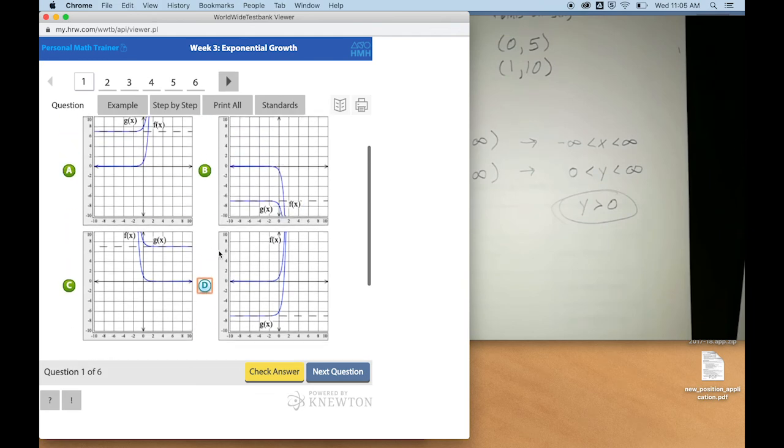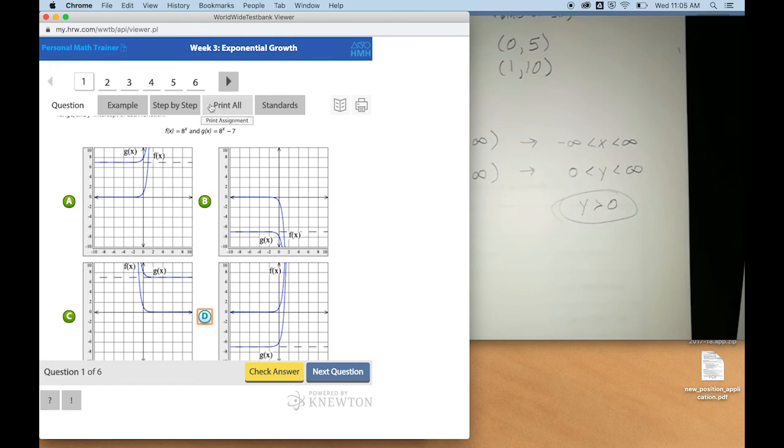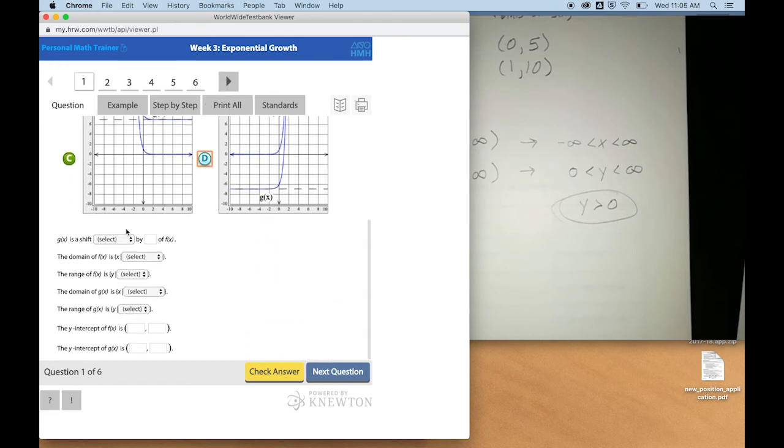So g of x is a shift down by 7. So we're going to say downward by 7. You don't have to worry about putting a negative in here. Okay, you just leave that as it's always going to be positive here. This kind of is referring to the sign in a way.